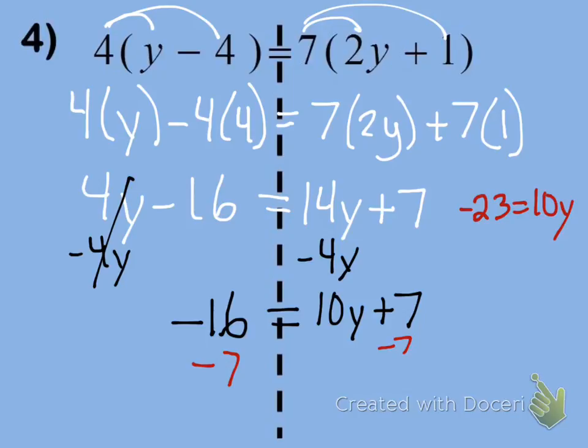You can probably already tell we're going to get a decimal because I need to divide both sides by 10. 10 does not go into 23. When you type it into your calculator, you get negative 2.3 equals y. That is an acceptable answer in here. Or you could actually leave it negative 23 over 10 if you like.